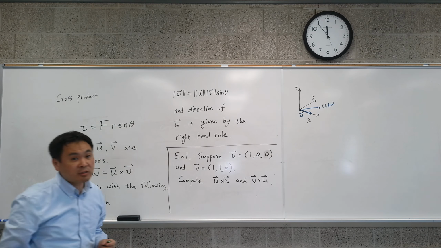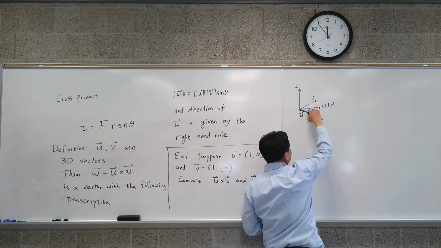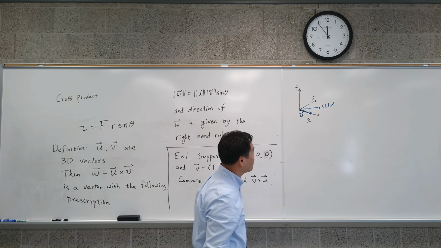First question, what's the angle between the two vectors? 45 degrees, right? You should have that intuition, because v is exactly in the middle of these two axes, and this is 90 degrees, so it's half of 90 degrees, it's 45 degrees.